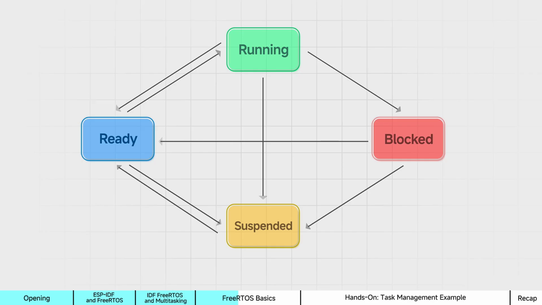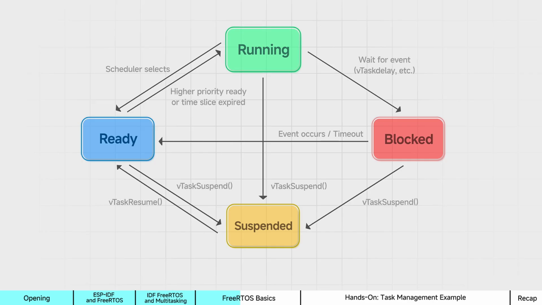A task can be in one of four states during its lifecycle: running, currently being executed by the CPU; ready, to run, but the CPU is busy with another task; blocked, waiting for an event, such as a delay or peripheral response. During this time, it does not consume CPU time; and suspended, blocked indefinitely until resumed by another task.